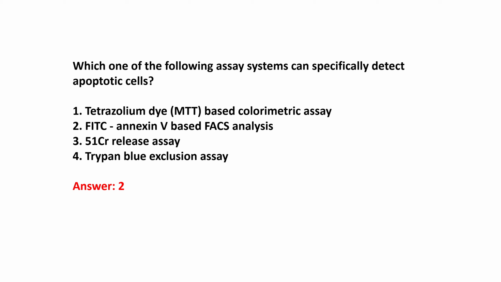Next question. Which one of the following assay systems can specifically detect apoptotic cells? Option 1, tetrazolium dye based colorimetric assay, that is the MTT assay. Option 2, FITC annexin V based FACS analysis. Option 3, 51Cr release assay. Option 4, trypan blue exclusion assay. So option 2 is the right answer. FITC annexin V based FACS analysis can specifically detect apoptotic cells.